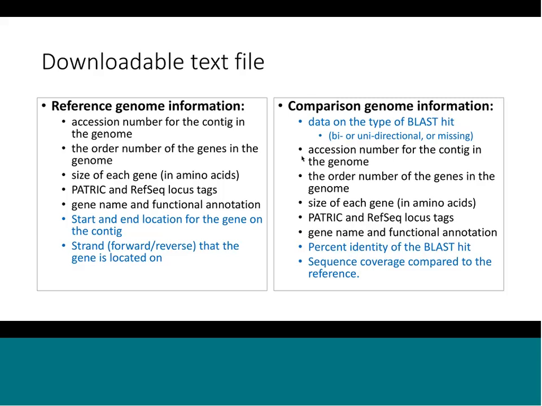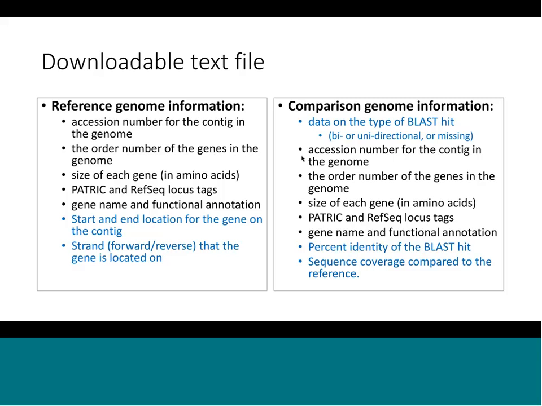The comparison genome is where the blast hit details are stored. The very first line or column in the comparison genome information will tell you if the hit between the gene in the comparison genome and the reference genome is a bidirectional hit, a unidirectional hit, or if it's missing. Some other information included in the comparison genome information is the percent identity of the blast hit and the sequence coverage. Both of these are important.